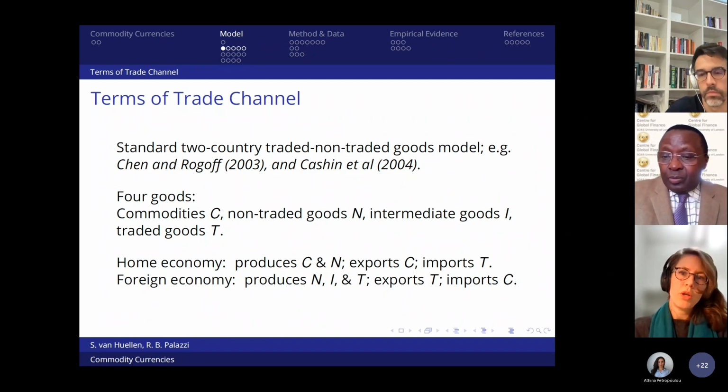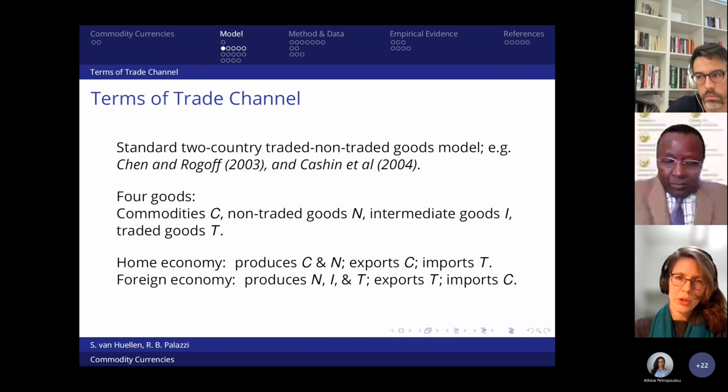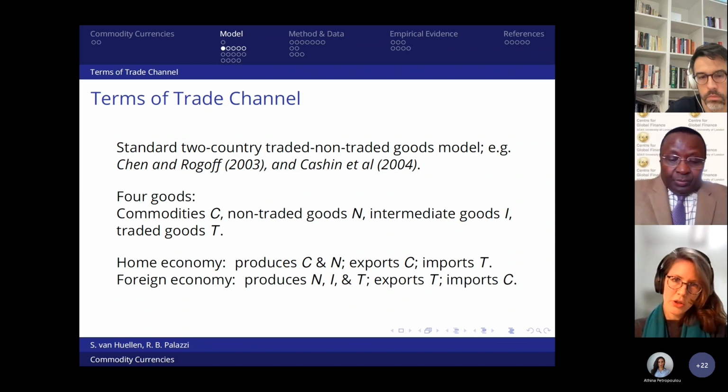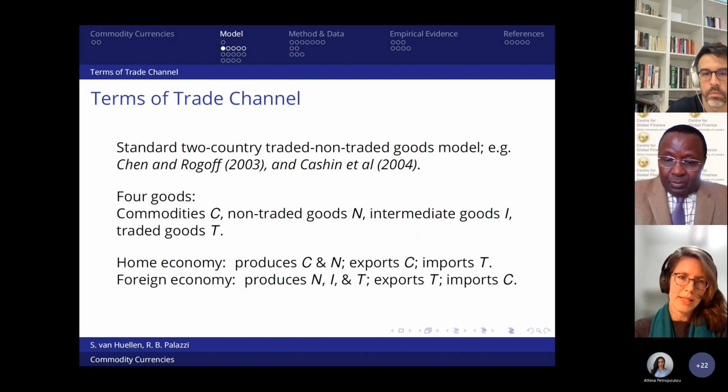So we assume a two-country, two-goods model, or three goods if you want. We have commodities, traded goods, non-traded goods, and intermediate goods. So four goods overall, of which in the end only the traded and the intermediate goods are traded. The non-traded good is of course not traded, and the commodity is traded by the producing country, which produces primary commodities.